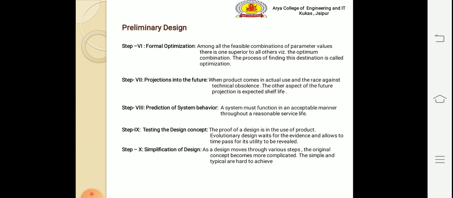Step 9, testing the design concept. The proof of a design is in the use of the product. Evolutionary design waits for the evidence and allows time to pass for its utility to be revealed. Step 10, simplification of design. As design moves through various steps, the original concept becomes more complicated. The simple and typical are hard to achieve.